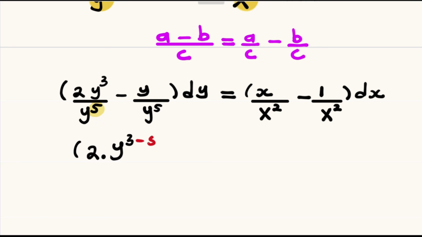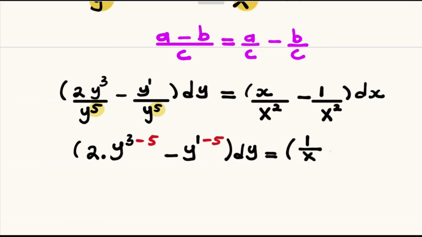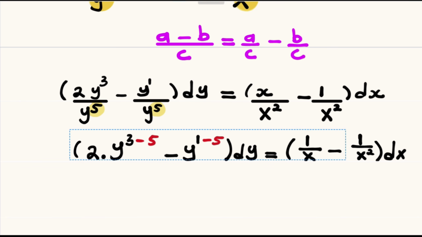5 minus y to the power 1, so that y is raised to the power 1. The bases are the same, so we subtract the exponents, the 1 from that 5. dy, this will be equal to x divided by x squared, which will be equal to 1 divided by x, minus 1 divided by x squared, dx. So we simplify before we can introduce the integral.